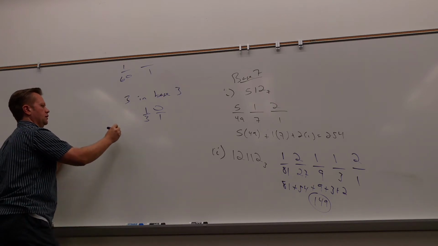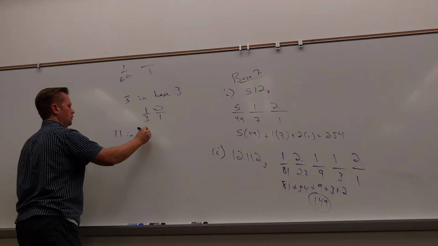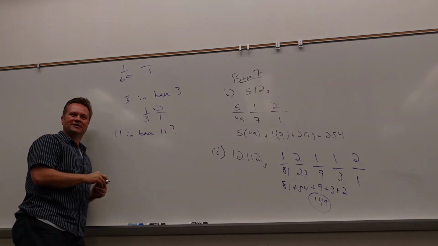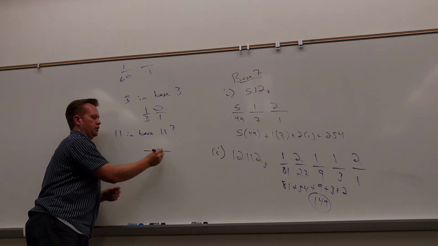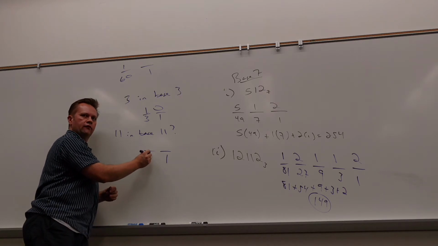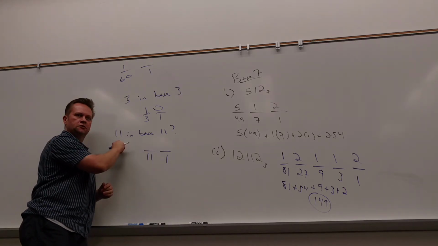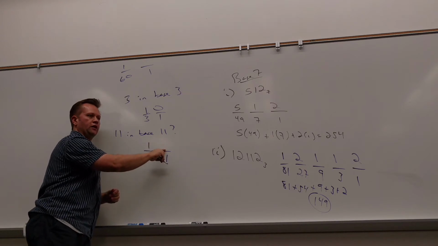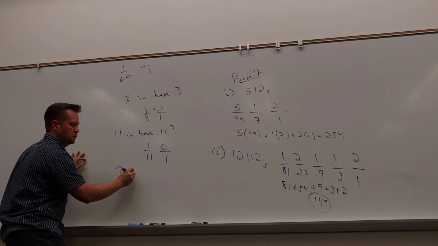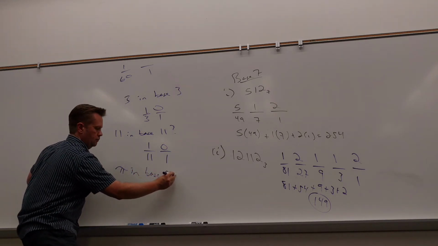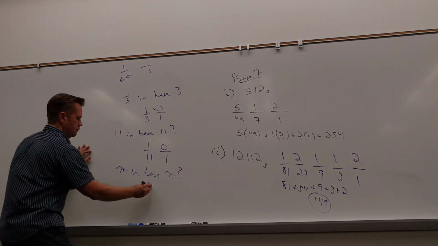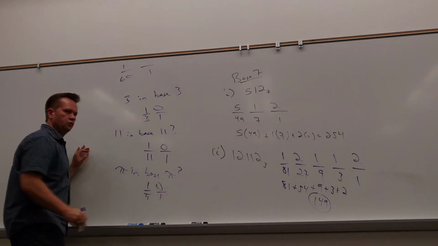So how would I write 11 in base 11? What place is this? The 1's place. What place is this? The 11's place. So how many 11's do I need for 11? One. And how many do I have left? None. How would you write pi in base pi? 10, because I need one pi and zero ones.